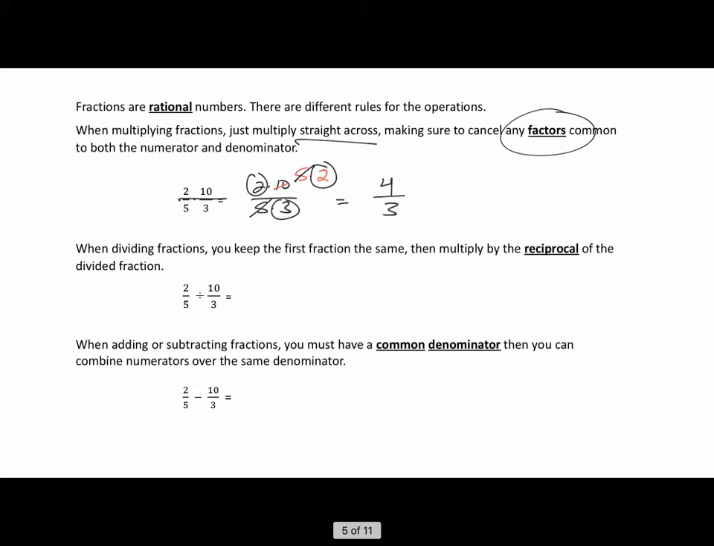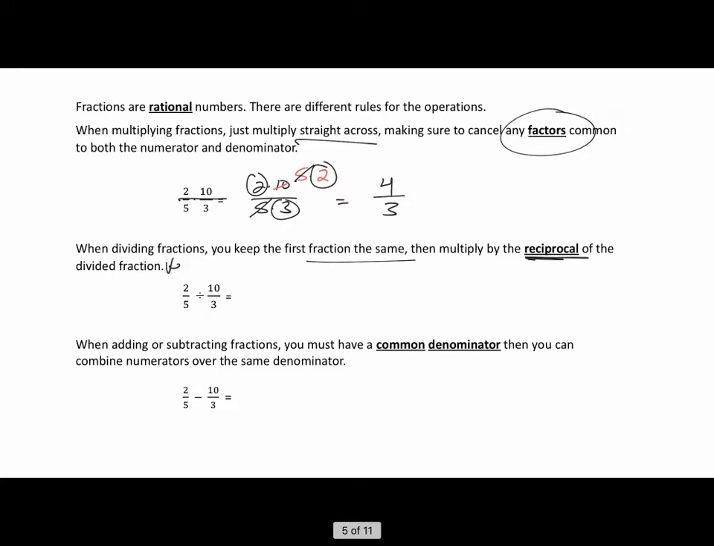And that's fine as an improper fraction. We prefer those as opposed to mixed numbers. So when dividing fractions, you want to keep the first fraction the same and then multiply by the reciprocal of the divided fraction.